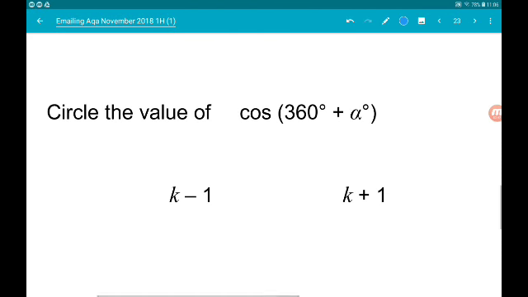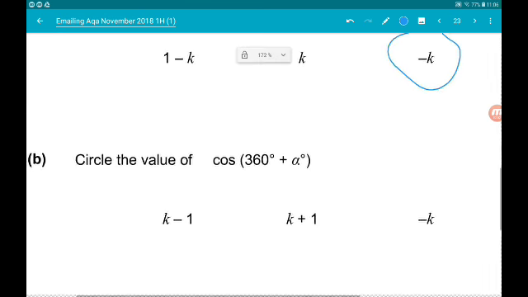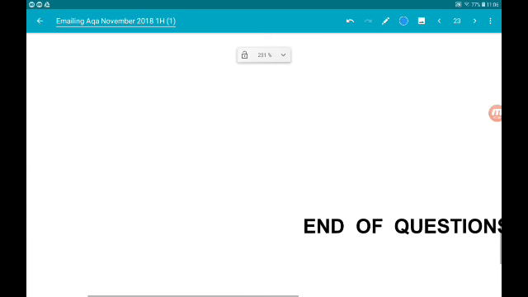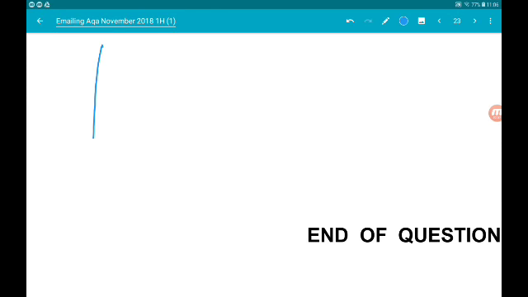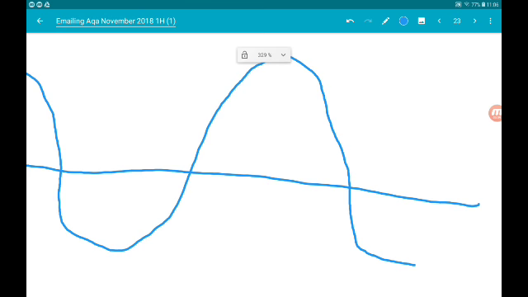Okay, then part B. Circle the value of cos of 360 add alpha. Okay, so cos is what we call periodic. It doesn't stop at 360. It keeps on going forever. So 360 is here.